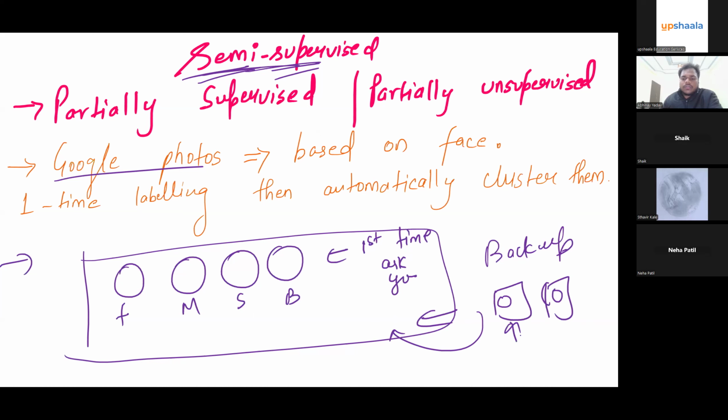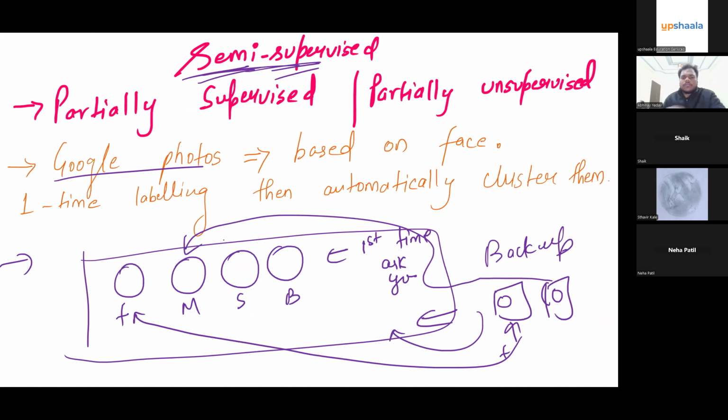Suppose this is the photo of your father, so it will club with this category. If it is the photo of your mother, it will categorize it and place it in one place, maybe with your mom's name or something. Okay, so this kind of learning is known as semi-supervised.